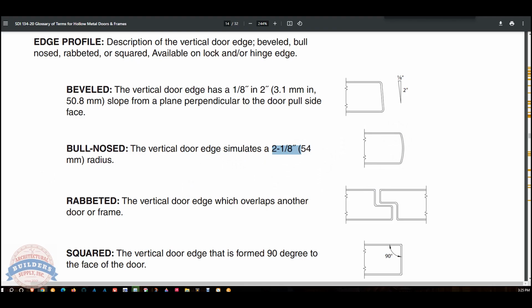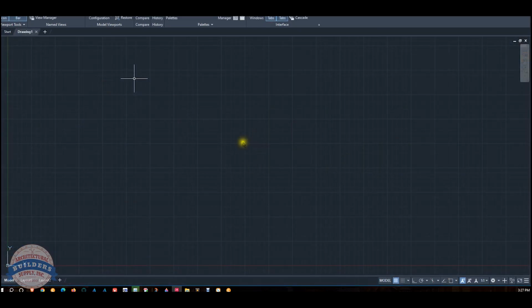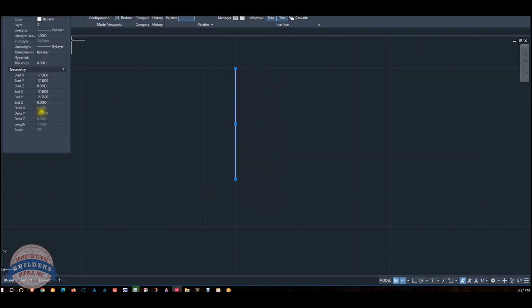Let's get a little fancy. So I've pulled up AutoCAD Lite. What I'm going to do here is simply draw a random line. Let's draw a different line, a line that's 1.75 in length. So that line is 1 3/4. 1.75 is the length right here. The center of that is here. I can see that.